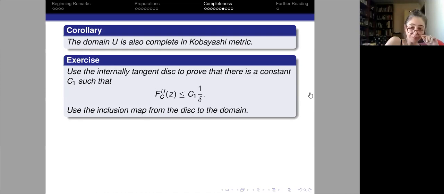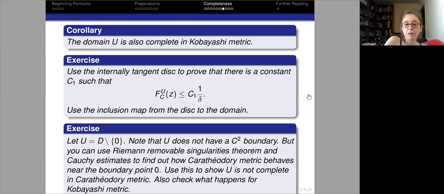To show this, you can use the inclusion map from the disk to the domain. Now, you need to do the opposite of what we did in the proof here. Now, as an interesting exercise, take U to be the analytic V minus 0, and look at this region, this domain.